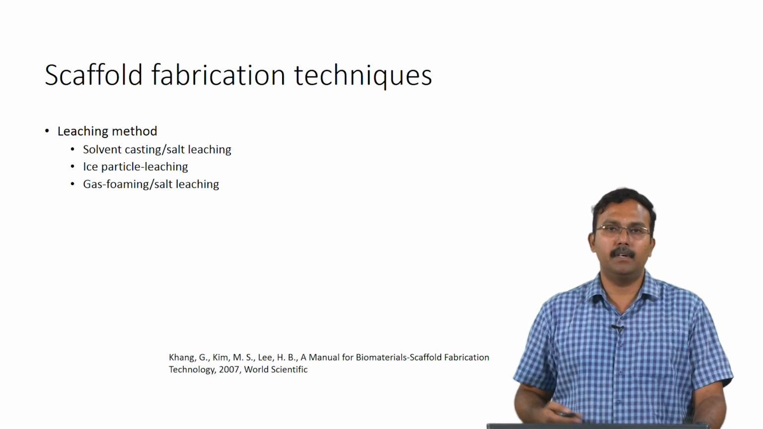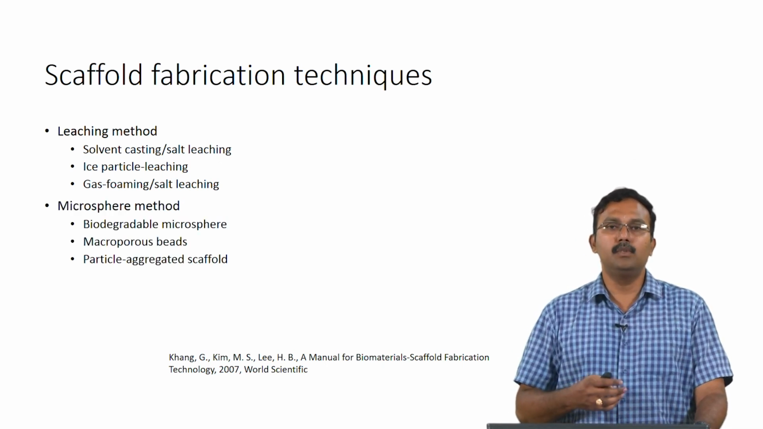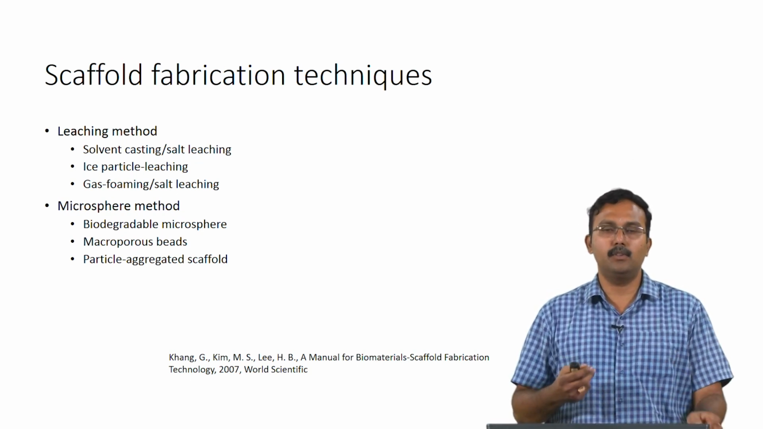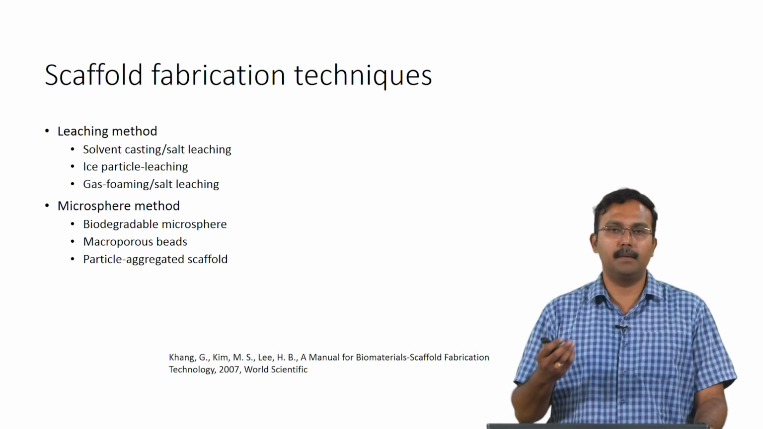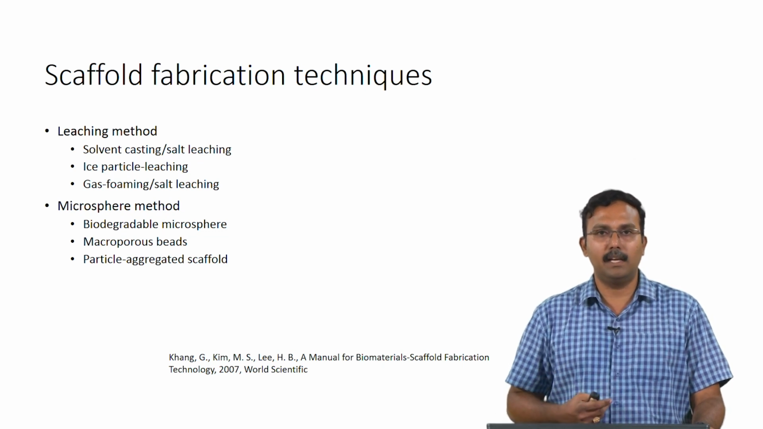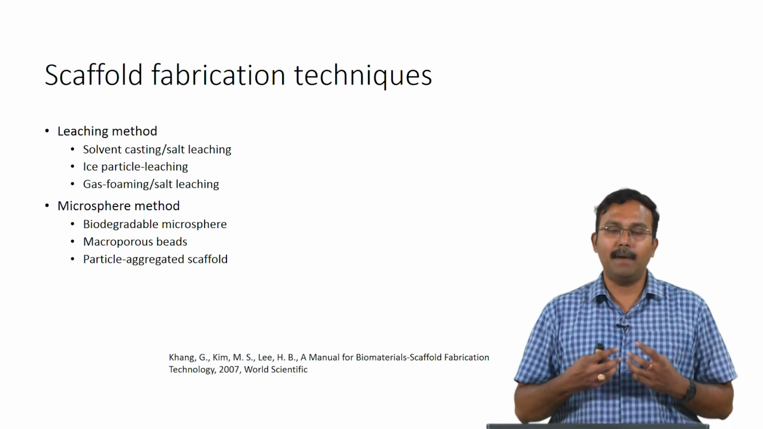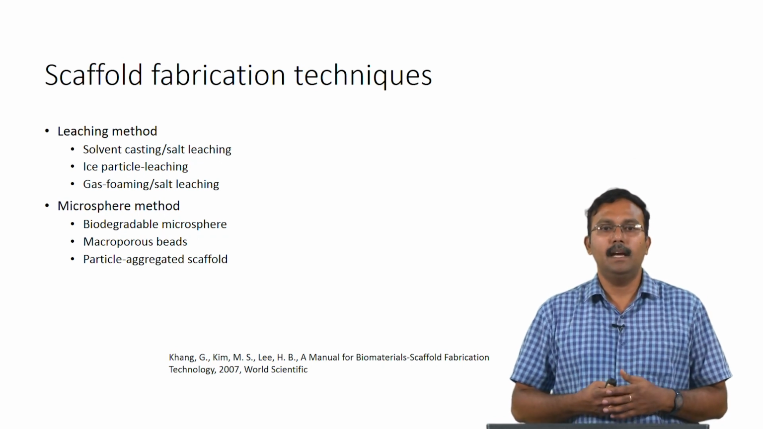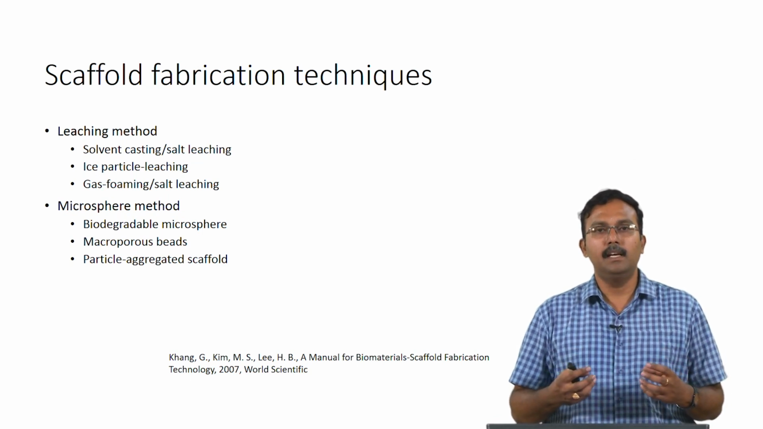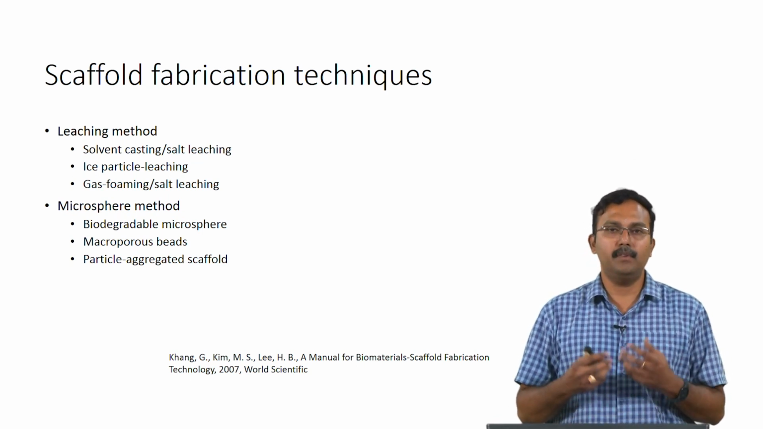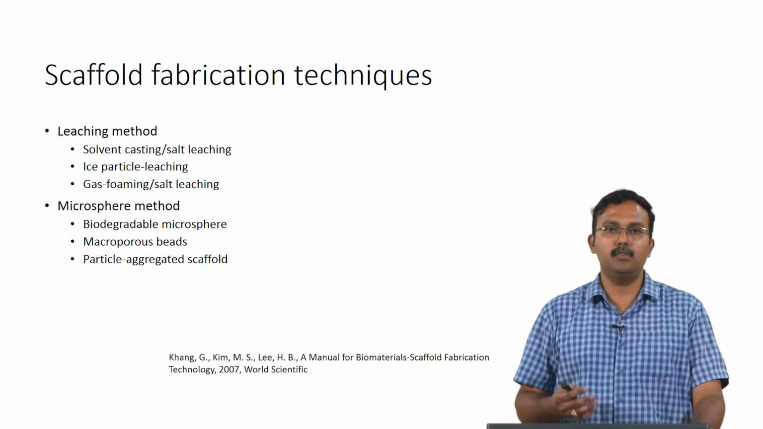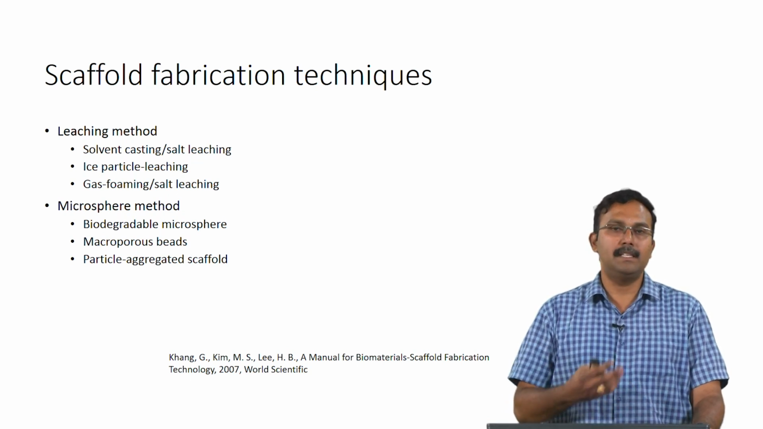So, the next type of scaffold fabrication strategy is using microspheres. So, you can create microspheres using different strategies. It could be just a simple thing like preparing alginate beads, which you might have done as part of one of your undergraduate lab programs, or you can create macroporous beads using different strategies, and you can also have these beads aggregate to form a scaffold creating a porous structure. So, these are different strategies which have been employed to create a scaffold using microspheres of different polymers. It could either be synthetic or natural.